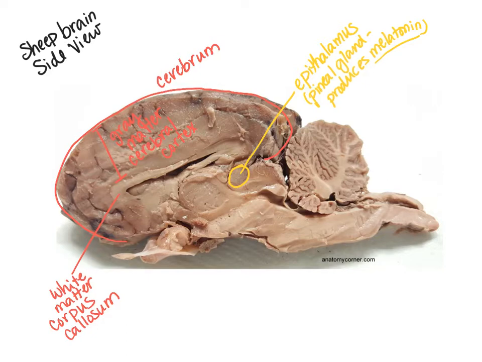The next structure is this circular structure here. This structure is known as the thalamus. And just below the thalamus, we have this area known as the hypothalamus. Now, these 3 structures, which are all in yellow, make up the part of the brain division called the diencephalon.